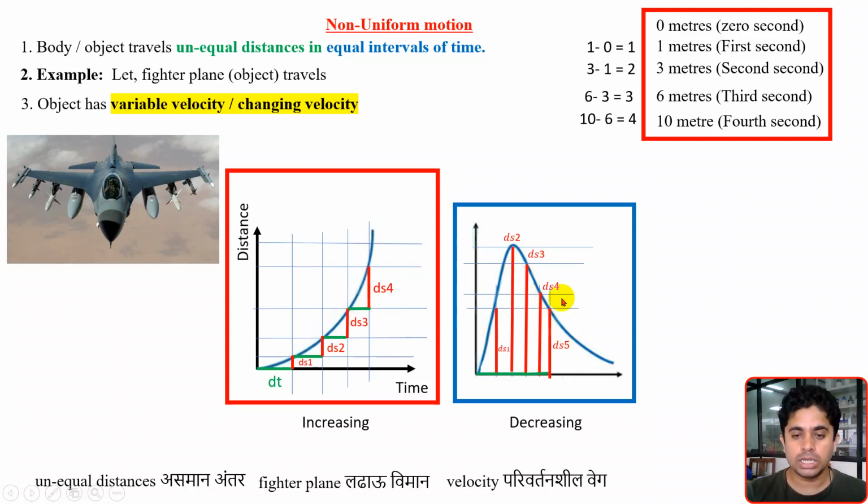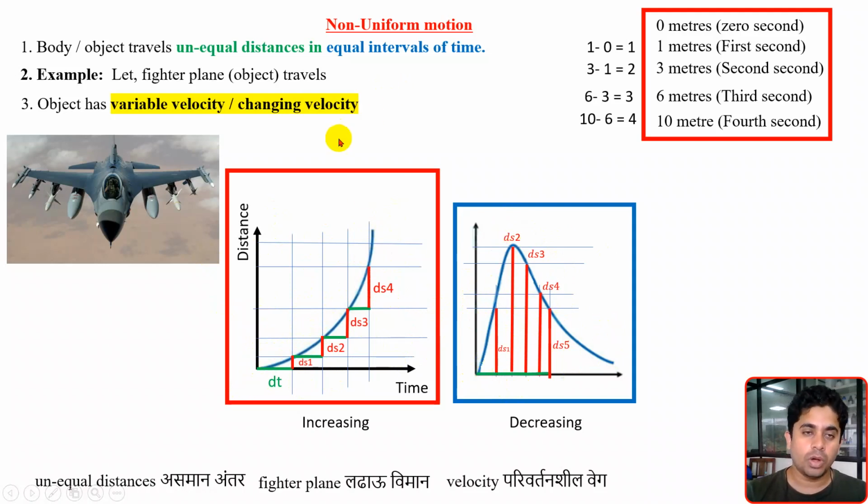displacement. So this graph we will call a non-uniform motion in a decreasing manner, or decreasing non-uniform motion. Even though both motions are non-uniform, this motion has an increasing sense or increasing order, and this non-uniform motion is in a decreasing order, or has a decreasing sense.